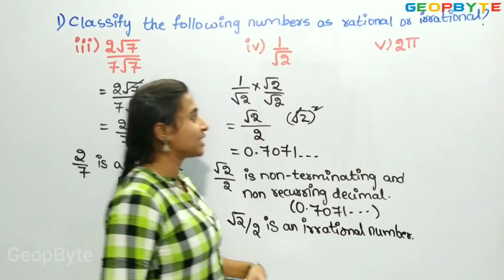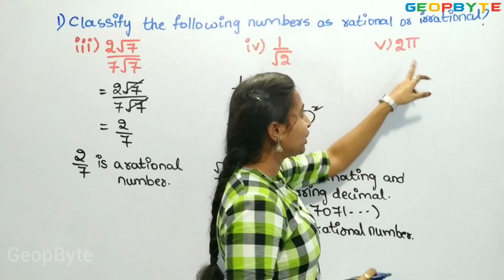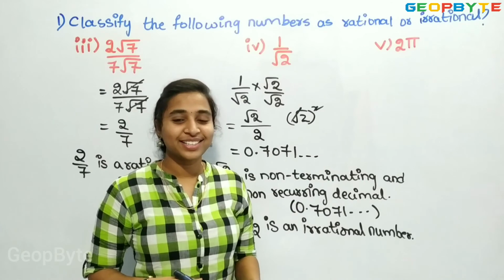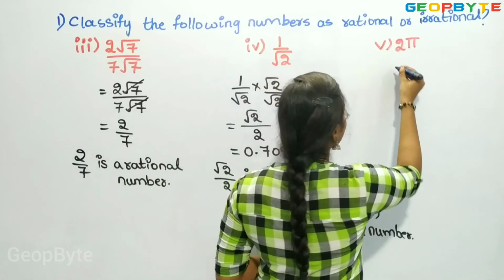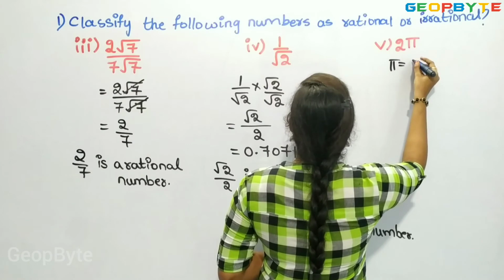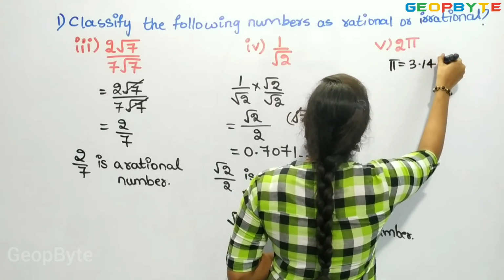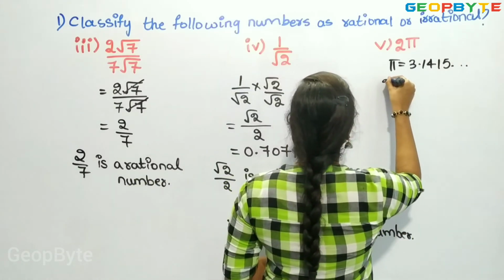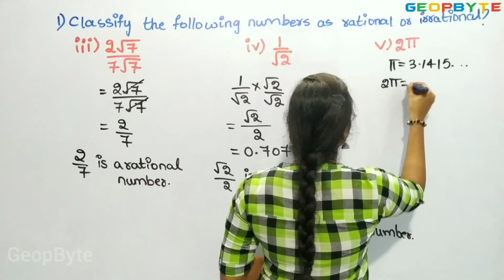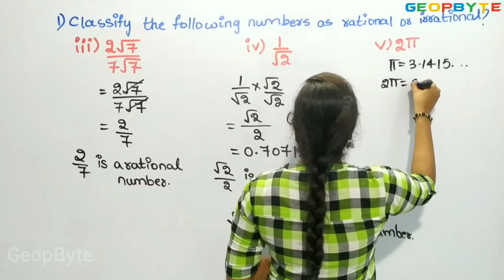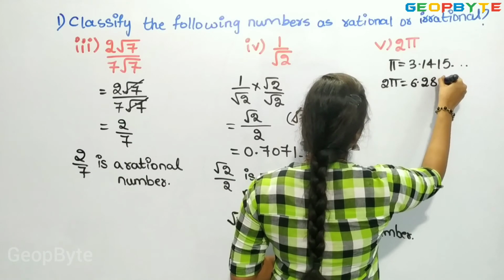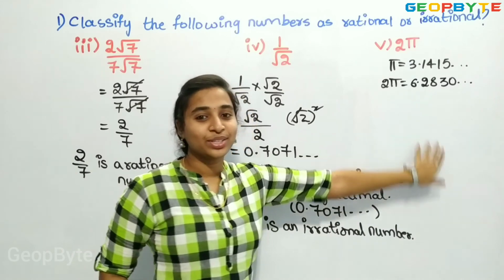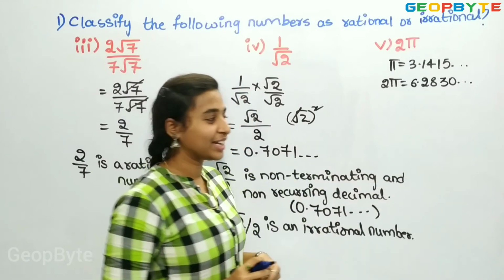Now let us see the fifth one. We have 2 pi. By seeing the pi itself, we can say that it is an irrational number. But let us solve. Pi is equal to 3.1415 and so on. Then 2 pi becomes, that is nothing but 2 into pi, 6.2830 and so on. So this decimal is also non-terminating, non-recurring.